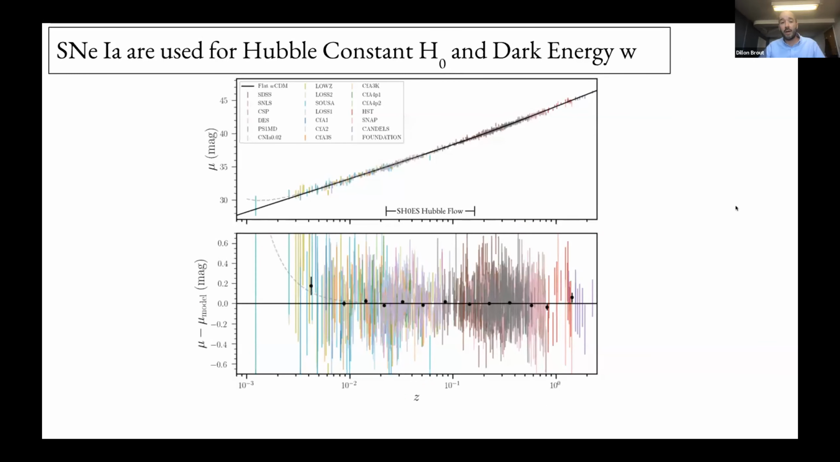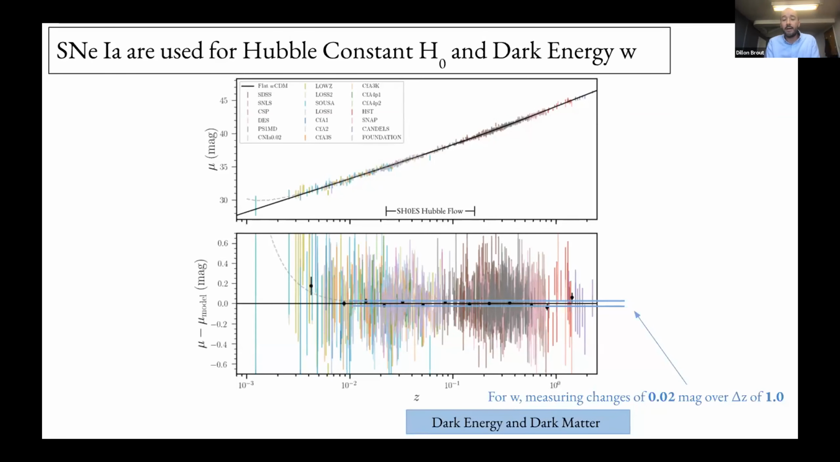Okay, so the Type 1a supernovae are used to measure the Hubble constant in the nearby universe Hubble flow. That's what's depicted in this range right here. But they're also used to go out to high redshift and measure dark energy and dark matter and density of matter. And really, as a supernova cosmologist, the name of the game is to measure deviations from lambda CDM at about the 0.02 mag level, which is being depicted here, over an extremely large redshift range. So basically from redshift 0.01 or 0.02 all the way out to redshift 2 is the goal.